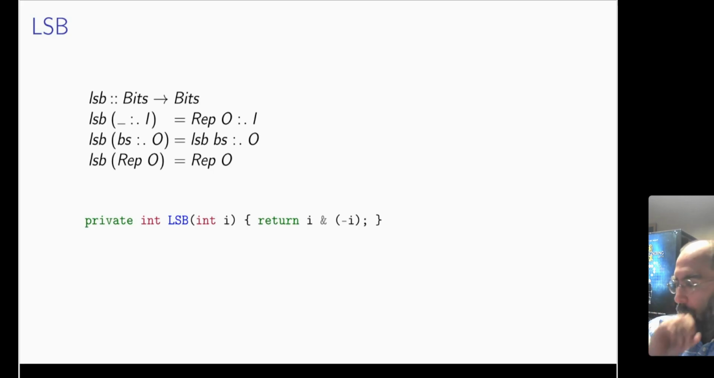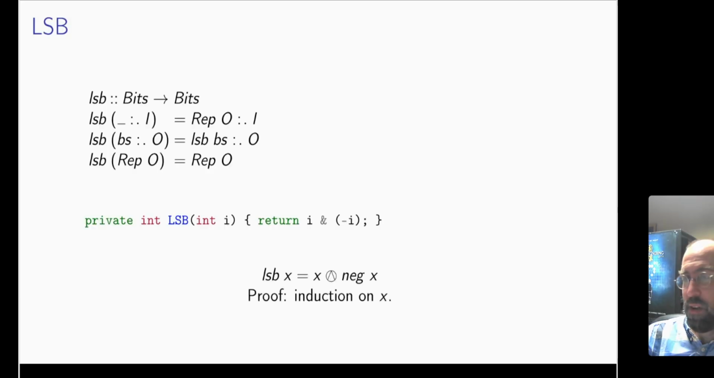And so we saw in the Java code there was this LSB function that did a bitwise AND of i and -i. And it turns out that we now have enough in our little DSL to prove that indeed LSB of x is equal to the bitwise AND of x with its negation. And this is an easy proof by induction.